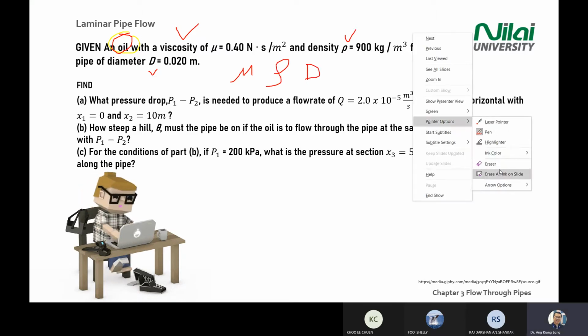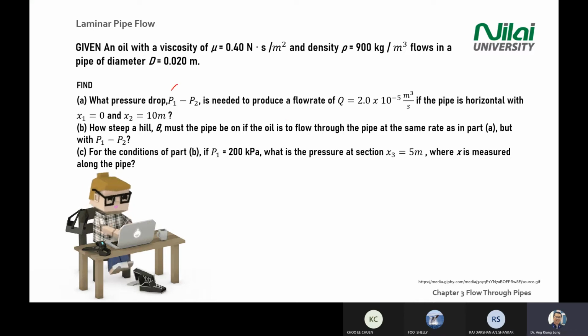You need to find the pressure drop, or the delta P, to produce a constant flow Q. Q is given if the pipe is horizontal. In this case, your pipe is horizontal. So there's a slide just now that shows you what happens in the horizontal case and what happens in the non-horizontal case. So for section A, the pipe is horizontal with a length given here.